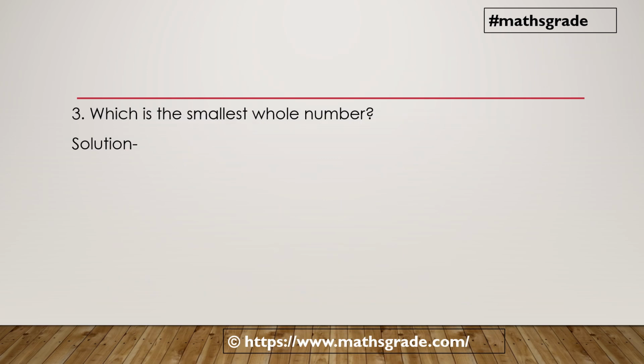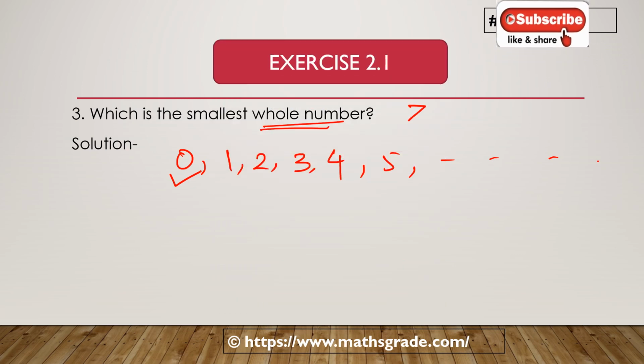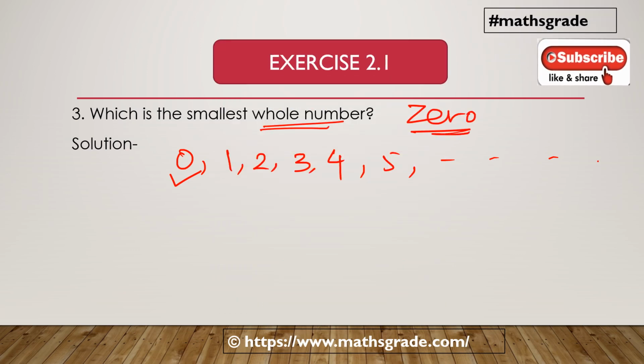Now question number 3. Which is the smallest whole number? We know whole numbers start with 0: 0, 1, 2, 3, 4, 5, like this. So the smallest whole number is 0.